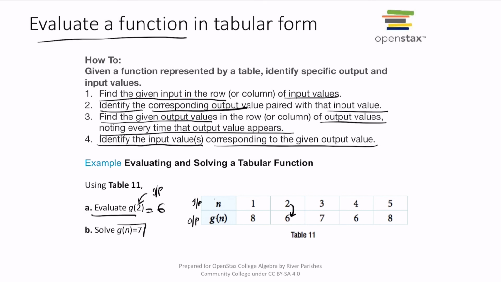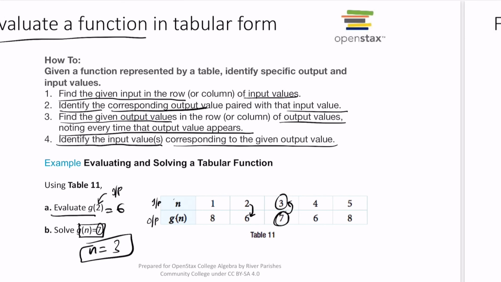Next they have asked us g of n equal to 7. So find out in the output where the 7 value is. Whatever the n value for that output, that becomes the answer. So n here is 3. So this is how you can evaluate a function in its tabular form.